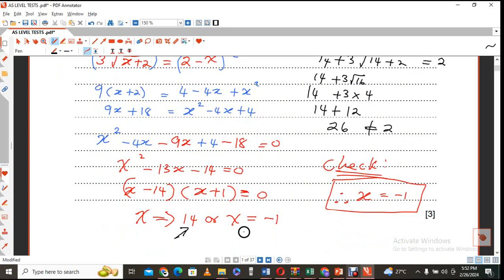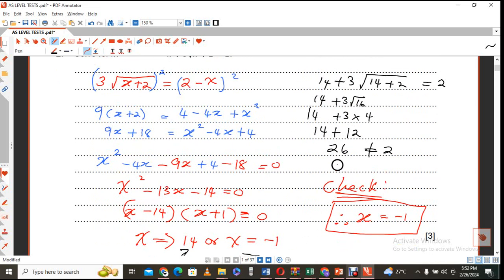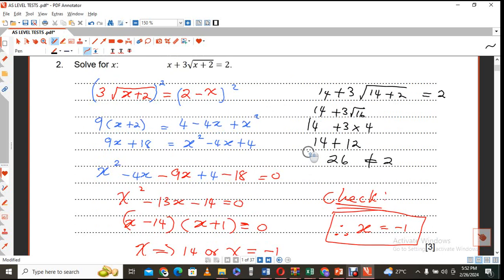We are only going to consider this answer, and you can go ahead and check, and you will see that it will give you that correct answer. Okay, maybe I should do that for you.